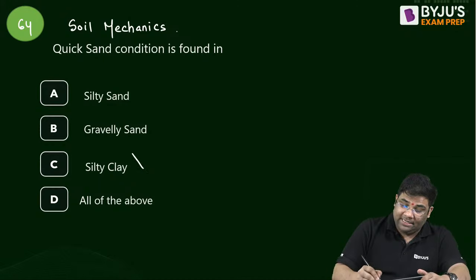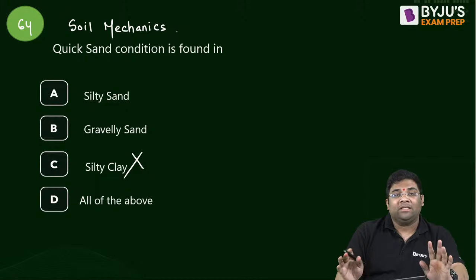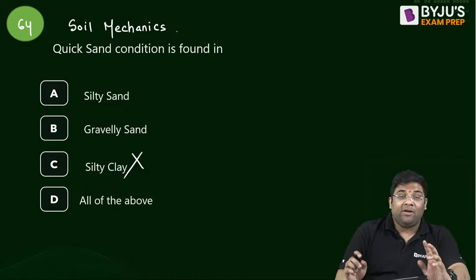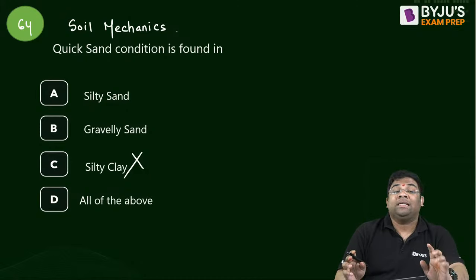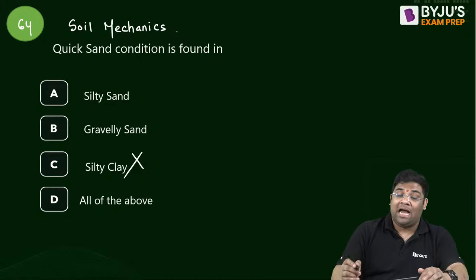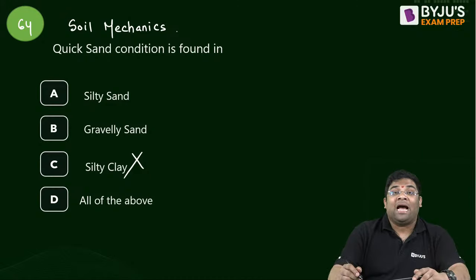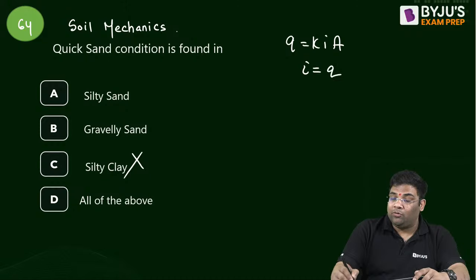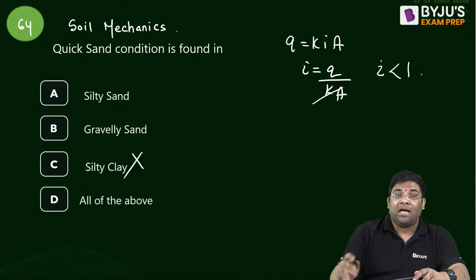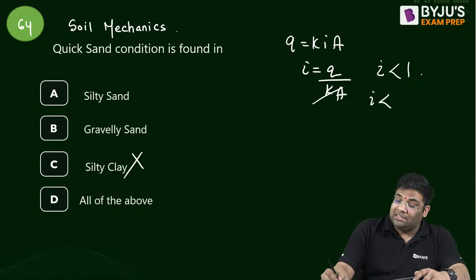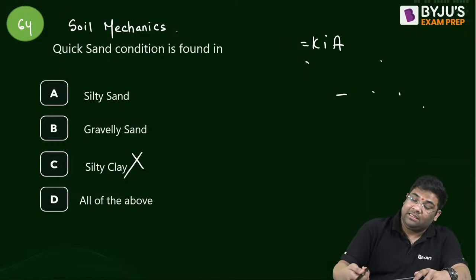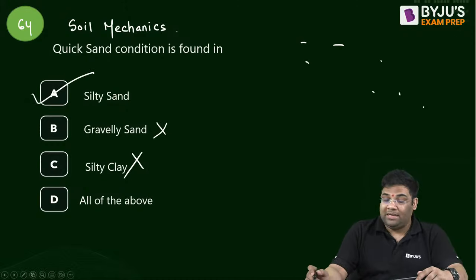We don't get it in clay, because in clay cohesion is there. And we don't get it in gravel also, because in gravel the permeability is very high. So see, Q is equal to KIA, so I is equal to Q by KA. For gravel, K is very high, so I will be very less, and I will be less than the critical hydraulic gradient. Therefore it will not happen. It will only happen in silty sand.